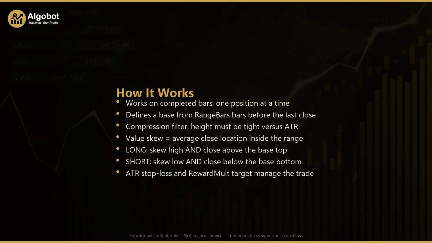Risk management is rule-based. The stop loss is placed a distance of ATR stop multiple times the average true range away from entry, 1.5 by default, below entry for a long and above entry for a short. The take profit is set at reward multiple times that risk distance, a default reward to risk of 2 to 1. Once the position is open, those fixed stop and target levels manage the trade to completion. Every input is adjustable, so the behavior can be tuned in the strategy tester.